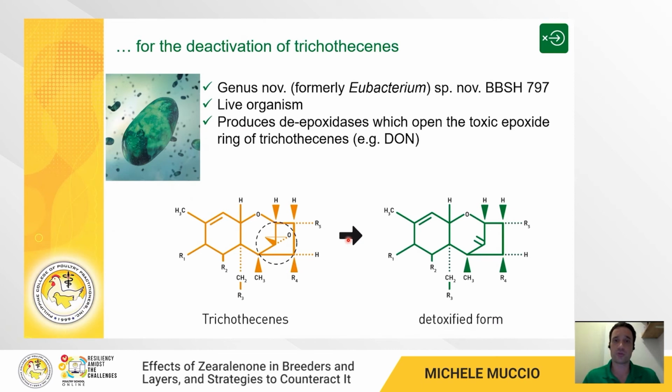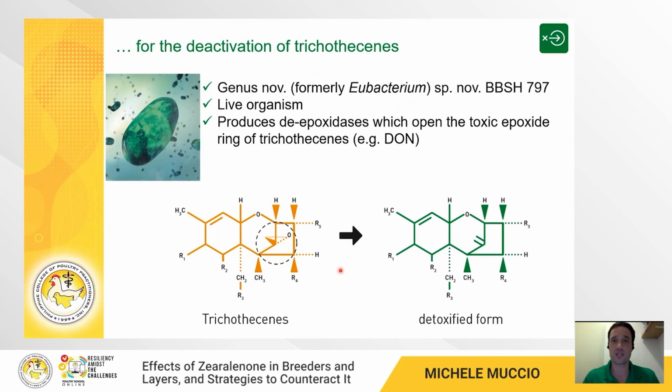Going deep into the ingredients, starting with our biotransformation approach, if we look at strategies to deactivate trichothecenes, we have an ingredient in the product formulation called BBSH 797, a former EU bacterium, so it's a live organism, a probiotic. This probiotic produces an enzyme called epoxidase, which opens up the epoxide ring, this little triangle you can see over here, in trichothecenes. And this residue is what gives the toxicity to the chemical.